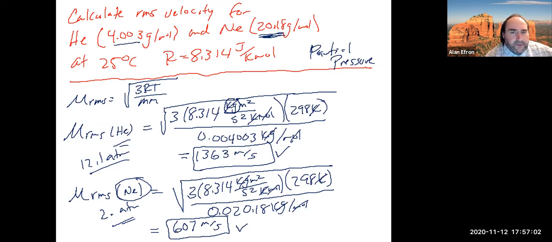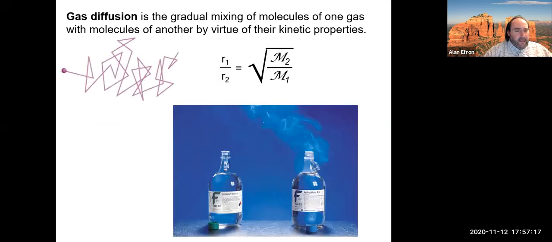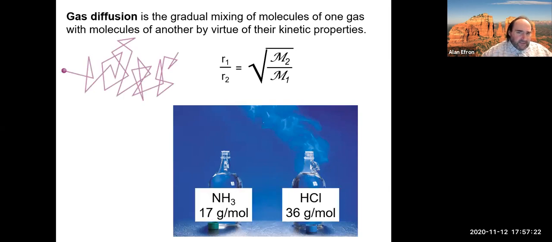Okay. So root mean square velocity, as we talked about, is a way you can, on average, based on your temperature or mass, get an idea of how fast your gas molecules are traveling. Another property of gases is what's known as gas diffusion. And gas diffusion is the gradual mixing of one gas molecule with another by virtue of their kinetic properties.